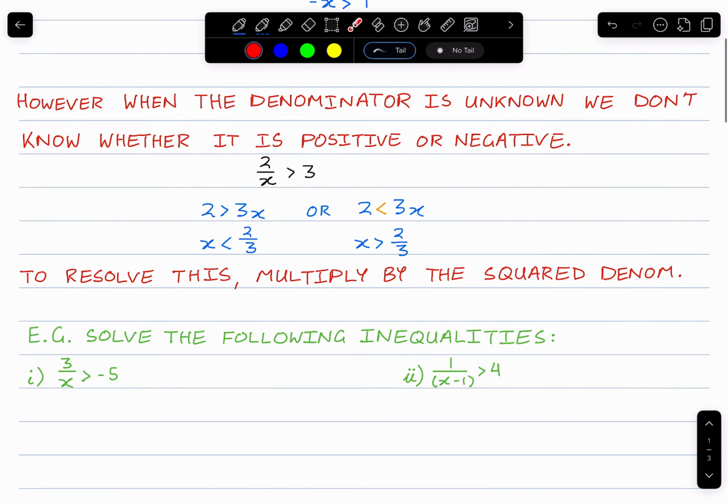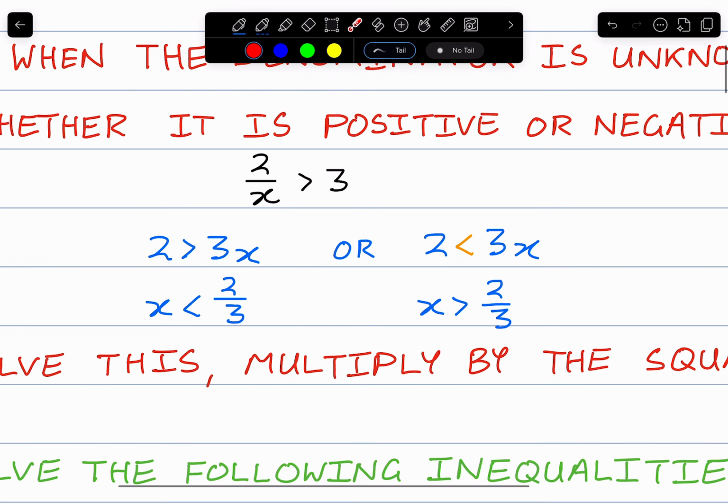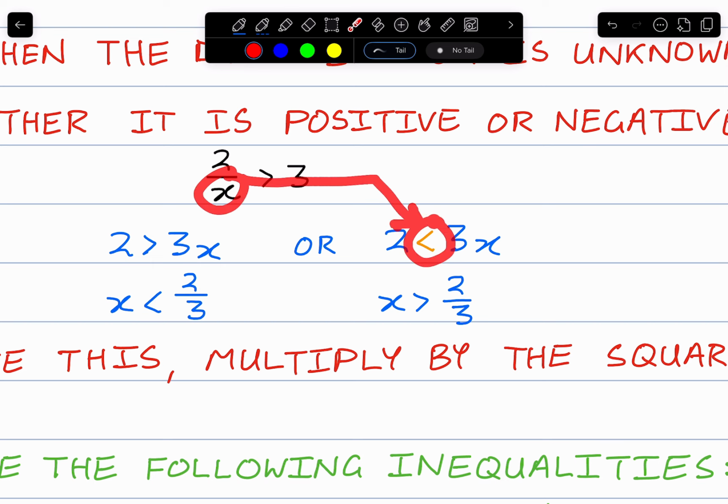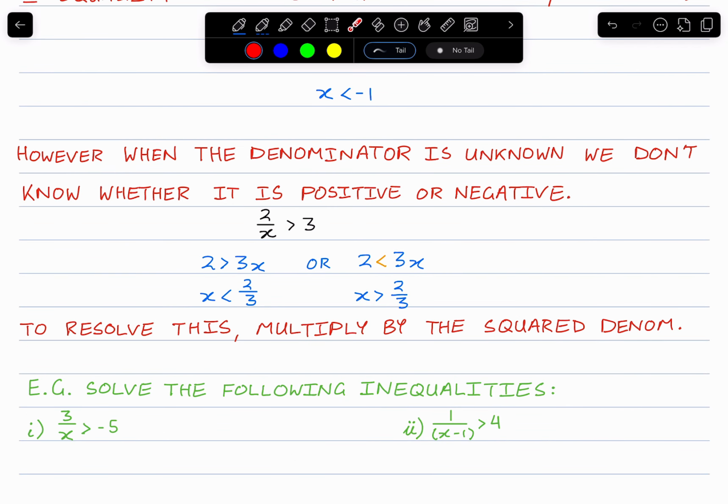However, when the denominator is unknown, we don't know whether it is a positive or a negative value in that denominator. So simply from this first step, if x were positive, keeping this inequality symbol going in the same direction would be correct. However, if x were negative, we should be flipping this symbol. However, since it's an unknown denominator, we don't know whether it is positive or negative.